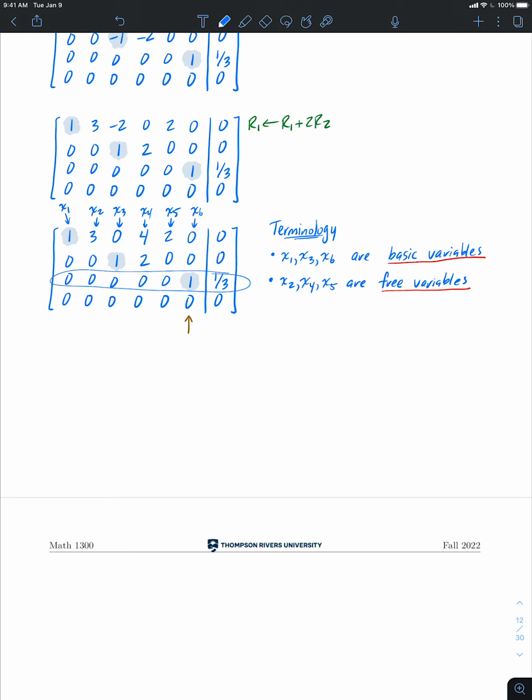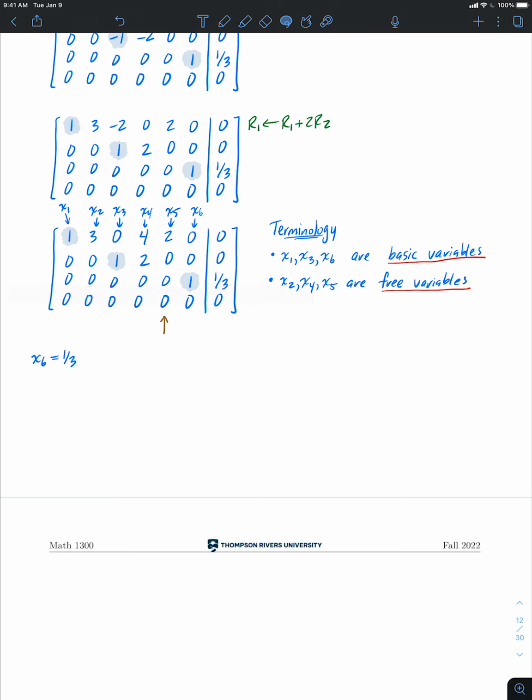This is the pivot row corresponding to that column. So write out the equation. And what is that equation? It's going to be x6 is equal to 1/3, which is awesome. That's nice and simple. It just tells us exactly what x6 has to be. Okay. Now you're going to move one column to the left.